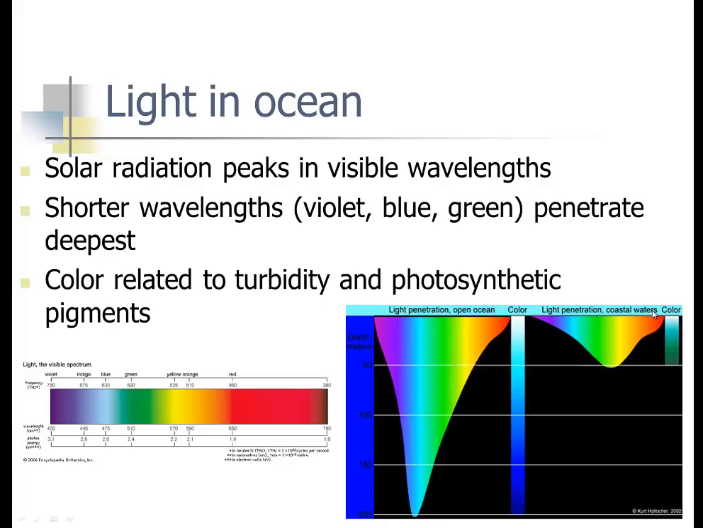If we go to coastal waters, we actually get more plankton. Plankton will absorb the light, so the light penetration doesn't go down as deep, and you see that it's more in the green and the yellow, which are the colors that plants like. Color related to turbidity and photosynthetic pigments.